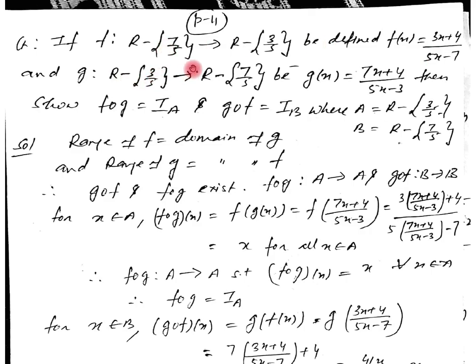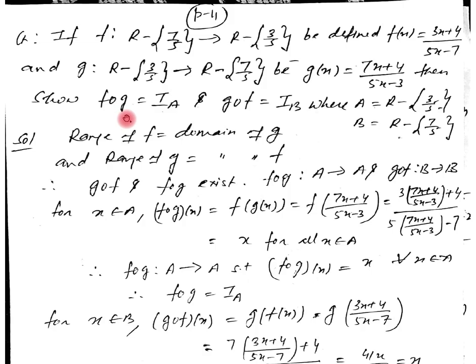And g is a function defined from R minus 3/5 to R minus 7/5, g(x) equal to (7x + 4) upon (5x - 3). Then we have to show that f composition g is equal to I_A and g composition f equal to I_B, where A is given to be this set and B is given to be this set. Now let us see the question.